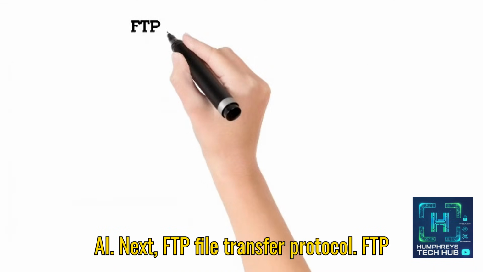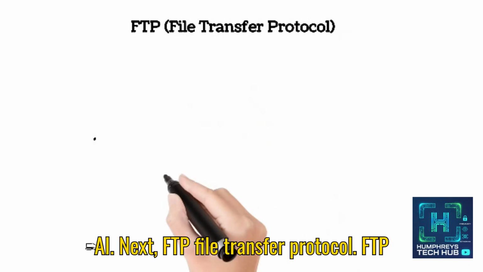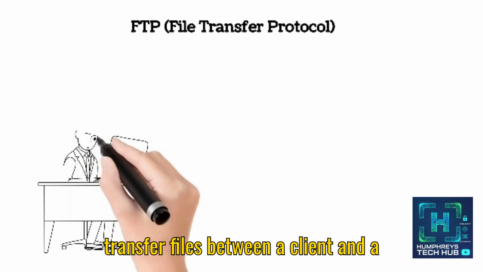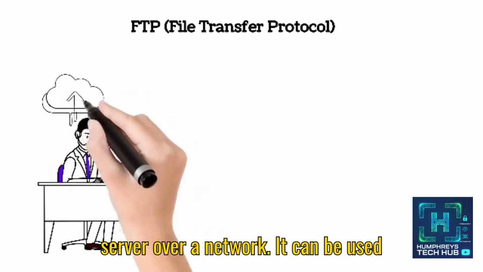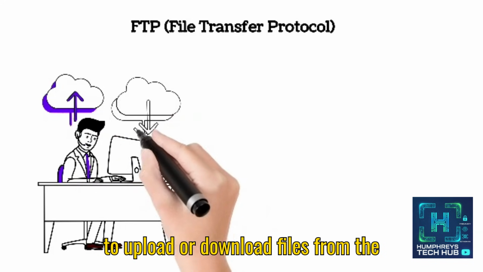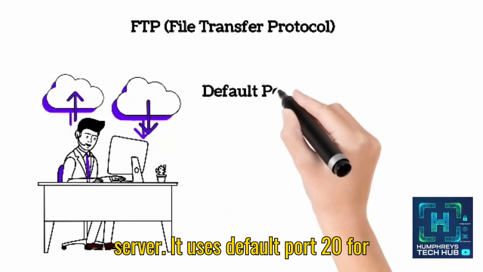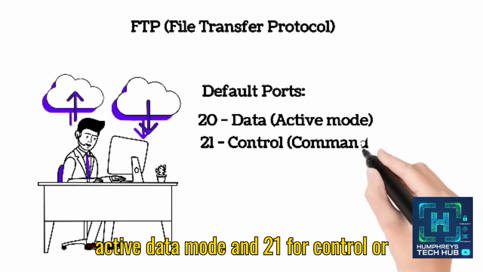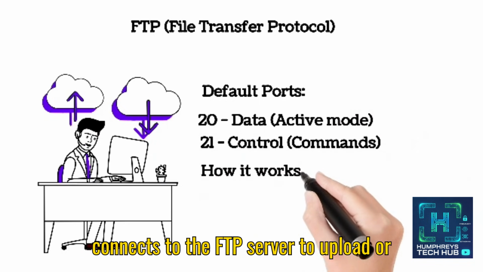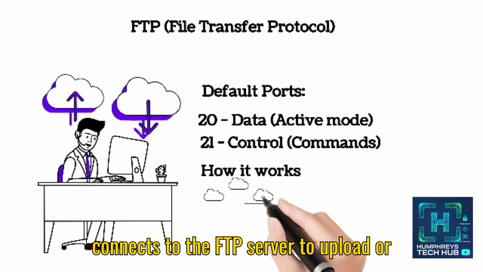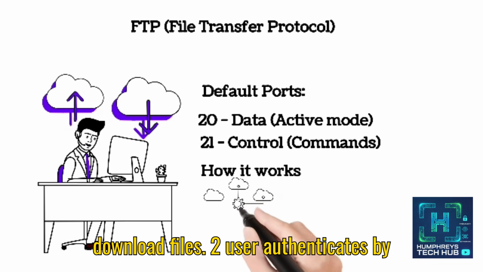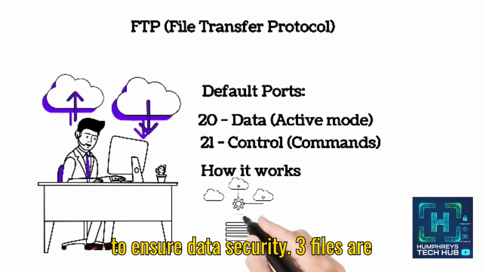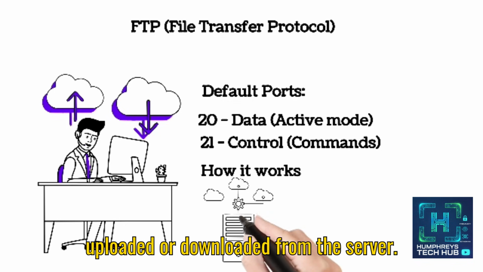Next, FTP, File Transfer Protocol. FTP is a standard network protocol used to transfer files between a client and a server over a network. It can be used to upload or download files from the server. It uses default port 20 for active data mode and 21 for control or command. How it works: 1. The client connects to the FTP server to upload or download files. 2. The user authenticates by entering a username and password. This is to ensure data security. 3. Files are uploaded or downloaded from the server.